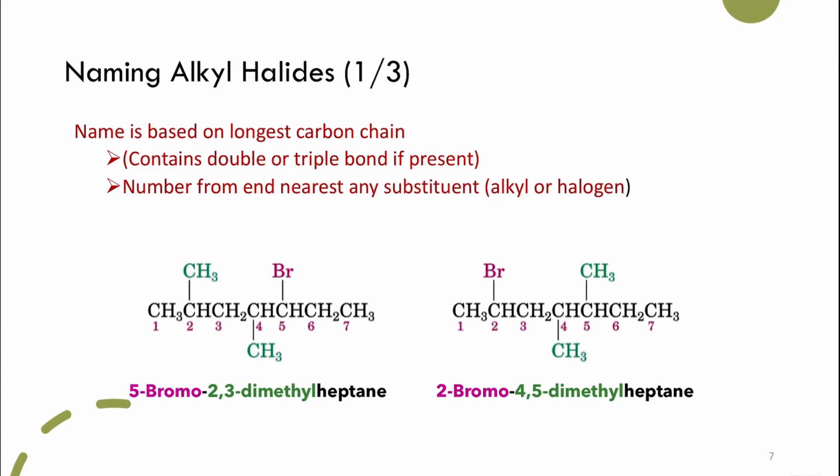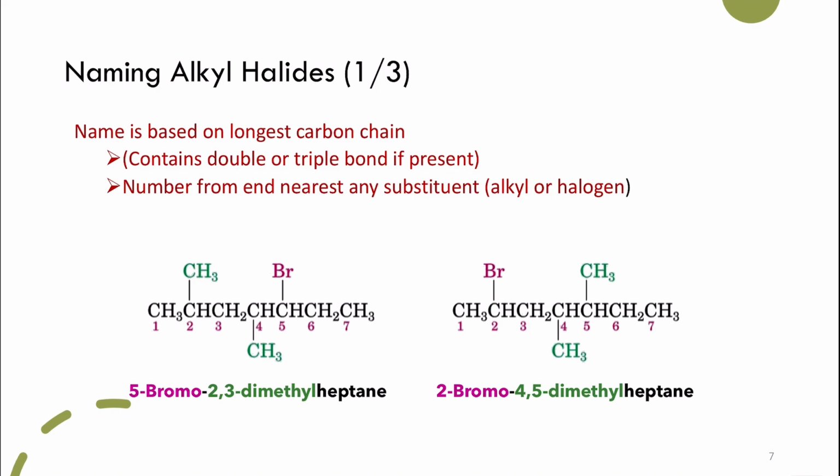Now let's have a look at how to name alkyl halides. Basically, naming alkyl halides or alcohols or amines, we will always follow the same rules of naming organic compounds, like the rules we applied for naming alkanes. But let's first talk about these classes one by one. So for alkyl halides, generally speaking, there are two ways of naming them.